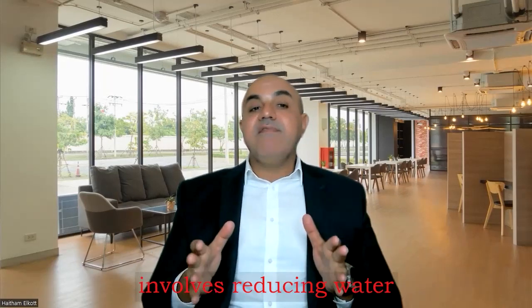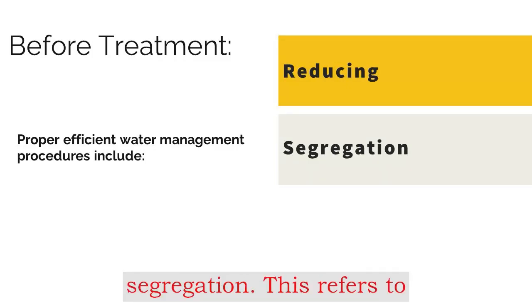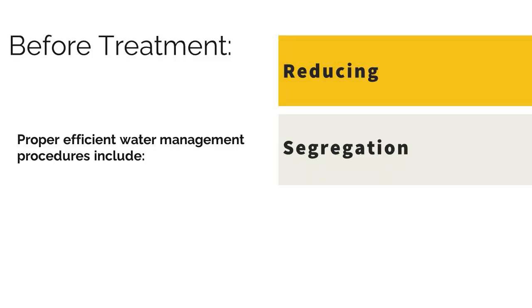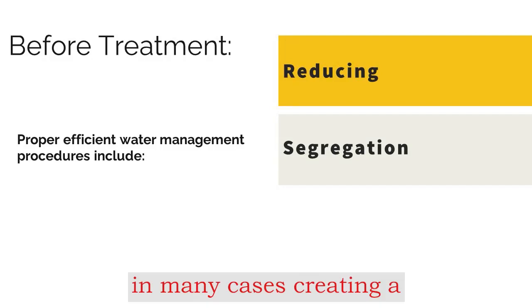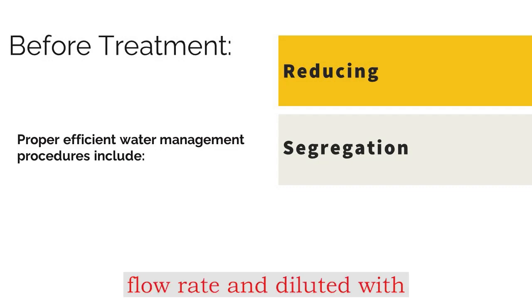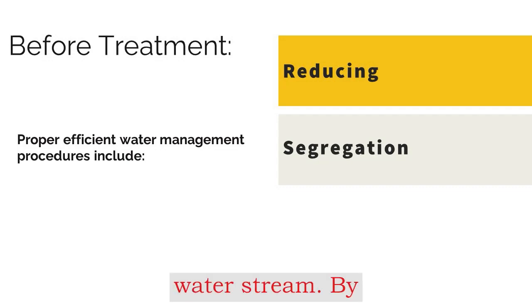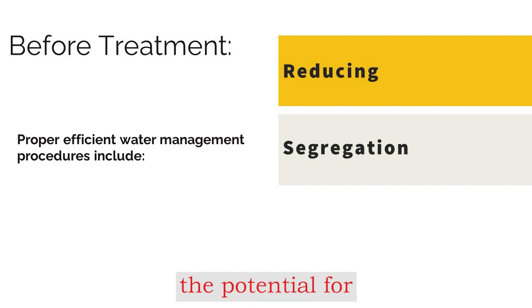Reducing involves reducing water utilization by a user from the source, while segregation refers to the practice of avoiding mixing high concentration wastewater streams with more diluted wastewater streams. In many cases, treating a highly concentrated wastewater stream is less expensive than treating it after mixing it with a high flow rate, diluted wastewater stream. By implementing reducing and segregation, it is possible to reduce the need for treatment and minimize the potential for contamination.